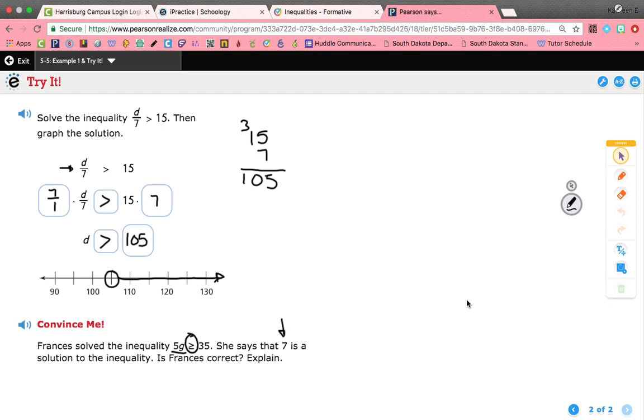That "or equal to" means that 7 can be an option. Now in our problem up here, 105 isn't a solution to the problem. It cannot be 105, but it can be any number that's bigger than 105. So that's how we interpret those inequalities.